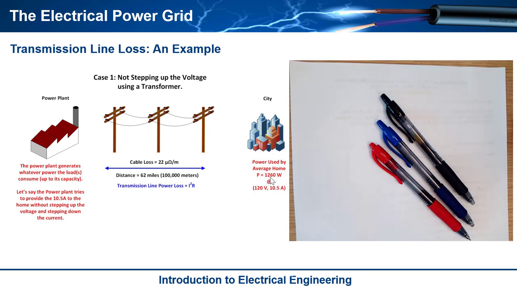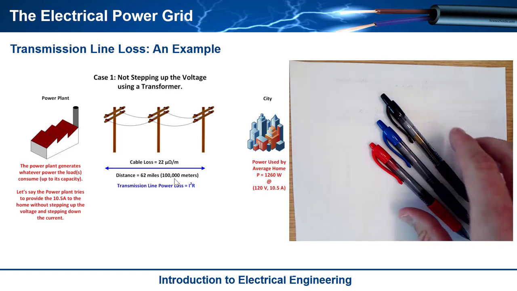Let's take a look at what happens when you try to pull that current. Let's say we deliver that 10.5 amps through a transmission line that has resistive loss. Here's an example of transmission line loss. Cable loss for transmission lines tends to be on the order of 22 microohms per meter. Let's do an example where you're relatively close to the power plant, about 62 miles away, which comes out to 100,000 meters. So it's a nice round number here.